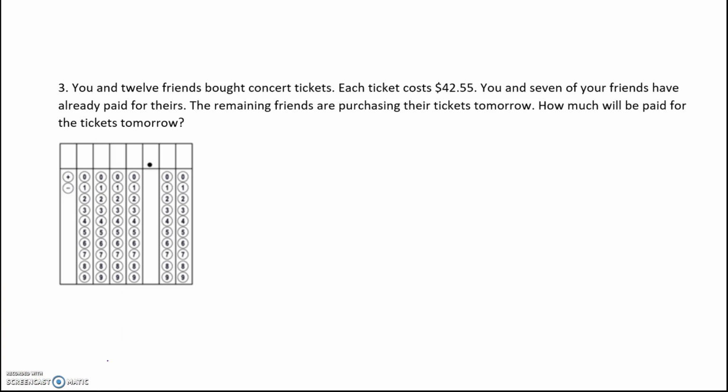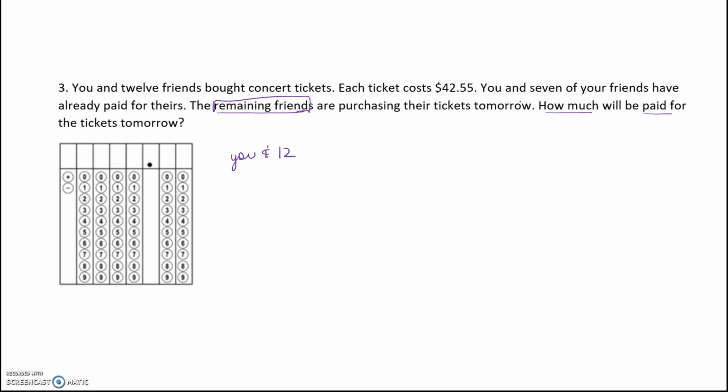Number 3 says you and 12 friends bought concert tickets. Each ticket costs $42.55. You and 7 of your friends have already paid. The remaining friends are purchasing their tickets tomorrow. How much will be paid for the tickets tomorrow? Okay, so you and 12 friends.